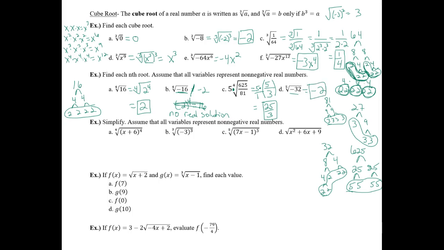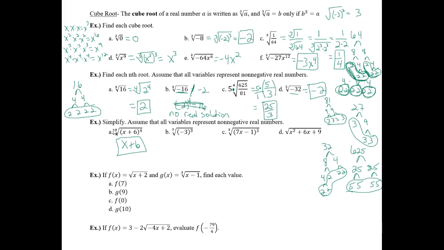Alright, let's look at a few more kind of unique examples. So now again, we're taking different roots other than a square root, and we're assuming all the variables represent non-negative real numbers. And we're just using that fact that, in general, an nth root and an nth power undo each other. So I have this quantity, x plus 6 to the 4th power, and I want to take the 4th root of it. So that 4th power and that 4th root are undoing each other, and I'm just left with x plus 6.